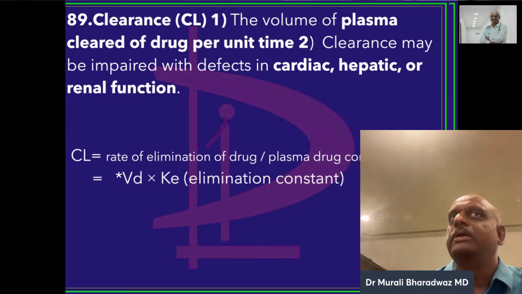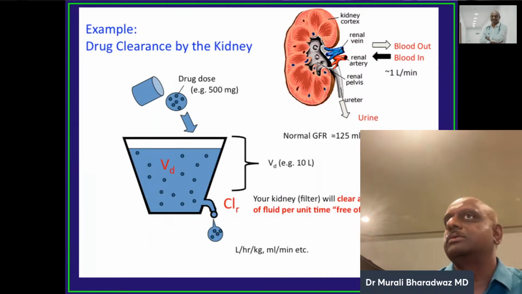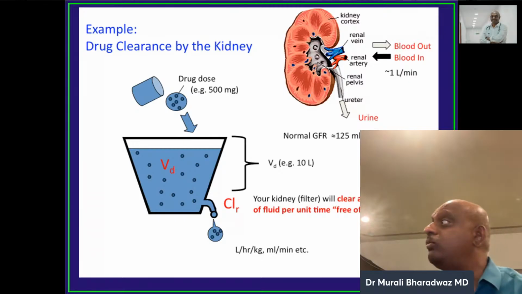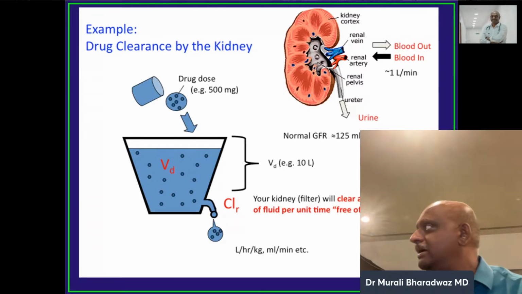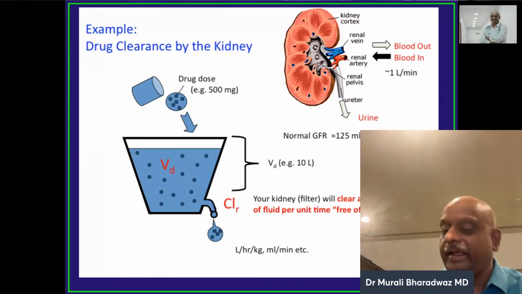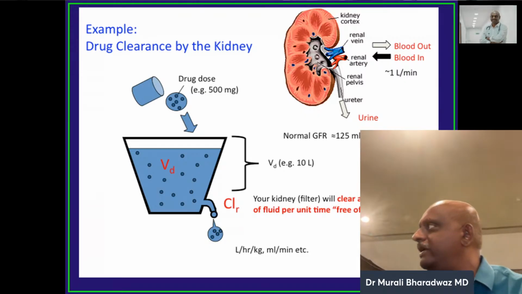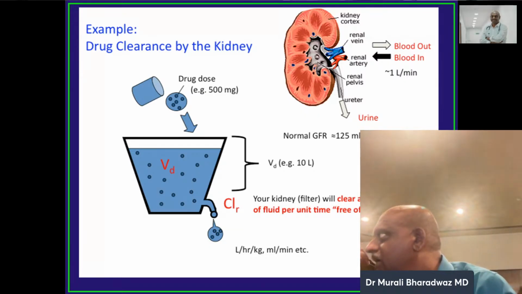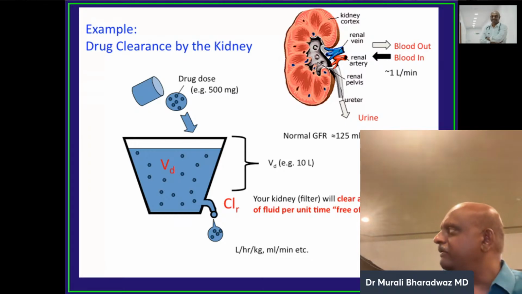Right? So ultimately it is the volume of distribution that decides the clearance. Now tell me, first is bioavailability, second is volume of distribution, third is clearance. Volume of distribution is the one which decides the loading dose. And clearance is also dependent on volume of distribution.